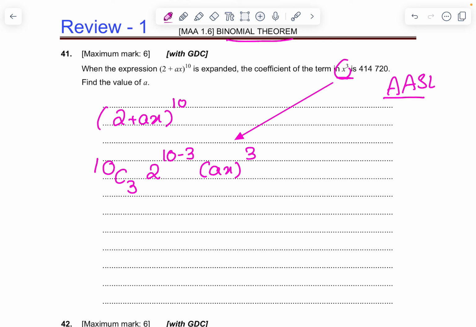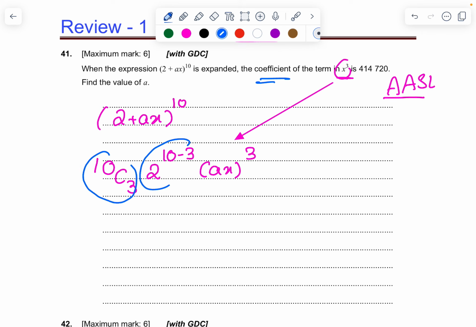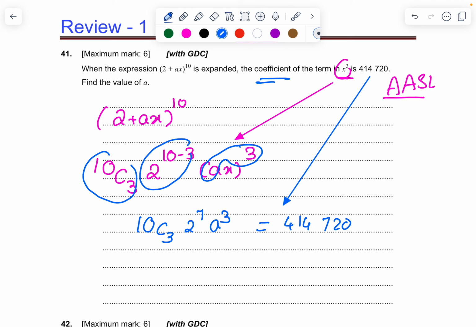Now I want only the coefficient. Coefficient means only the numbers. These are the only numbers. So what are the numbers? 10c3, 2 power 7, a power 3. And what is that coefficient? The coefficient is nothing but how much? 414,720.